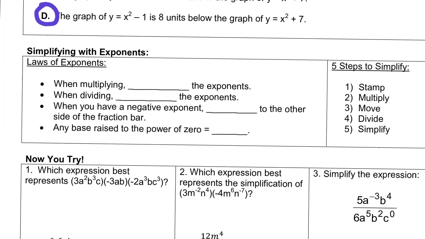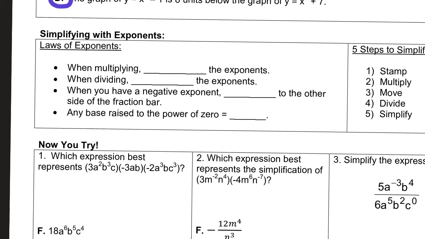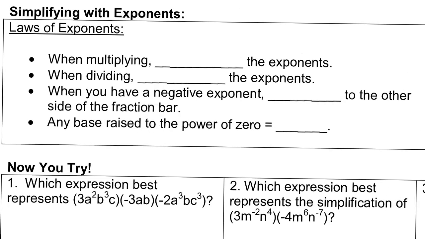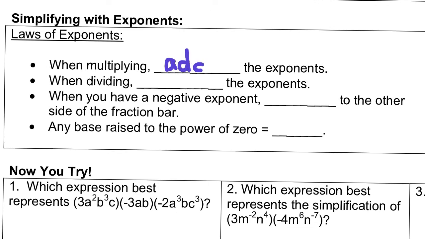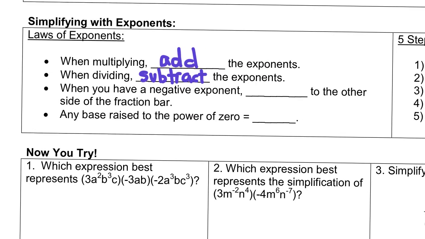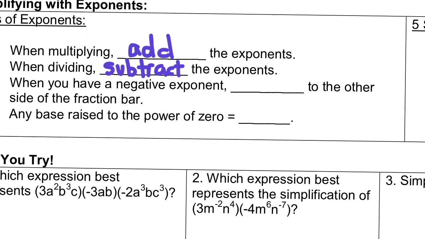Let's look at the next one. Simplifying with exponents. I want to remind you that these exponent rules are on your formula chart. When you're multiplying, you're going to add the exponents. When you're dividing, you subtract the exponents. When you have a negative exponent, that's not in its proper form, so you're going to move it to the other side of the fraction bar. If it's in the denominator, you'll move it to the numerator, and vice versa. Any base raised to the power of 0 is equal to the number 1.